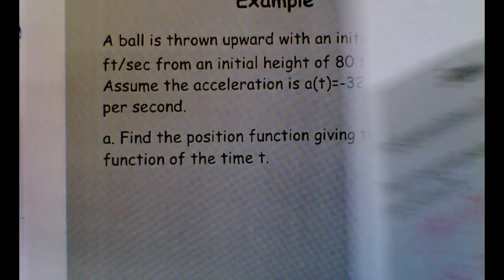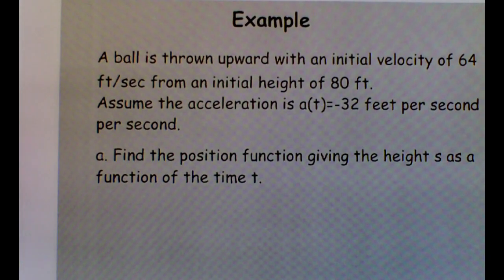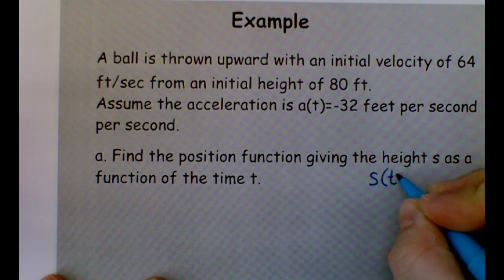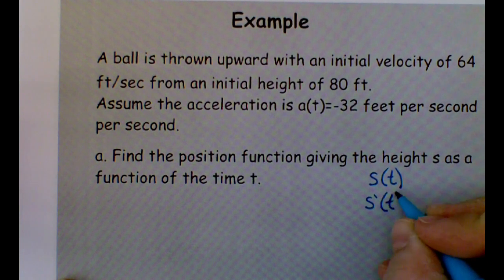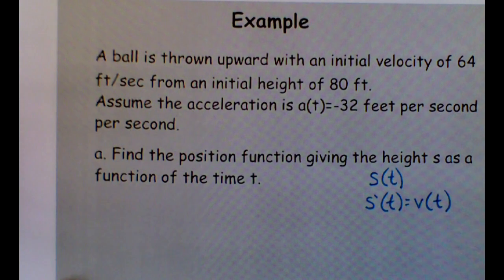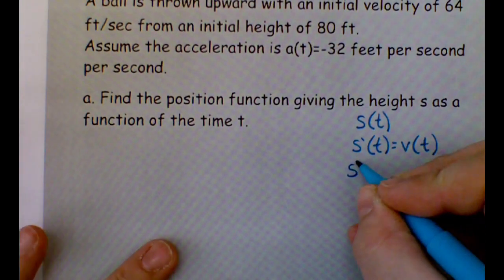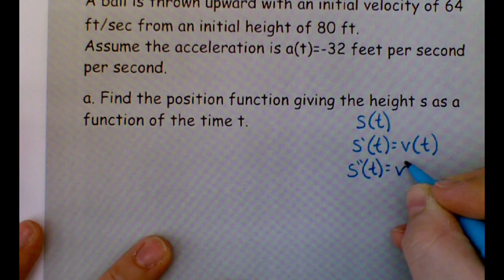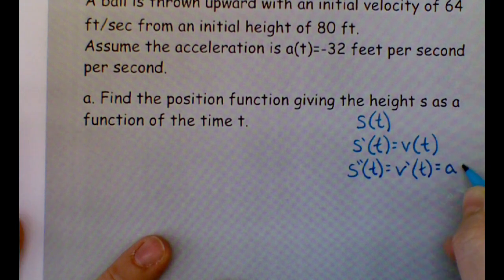All right, and a nice little application problem to round out our day. A ball is thrown upward with an initial velocity of 64 feet per second from an initial height of 80 feet. Assume the acceleration is a of t equals negative 32 feet per second per second. Find the position function, giving the height s as a function of the time t. Now it's important to remember that if I start with s of t, the derivative of the position function is the velocity function. And the second derivative of position, which is the derivative of velocity, is the acceleration.